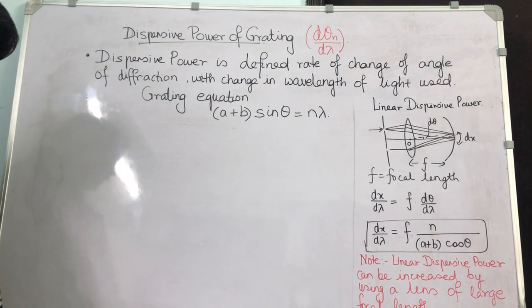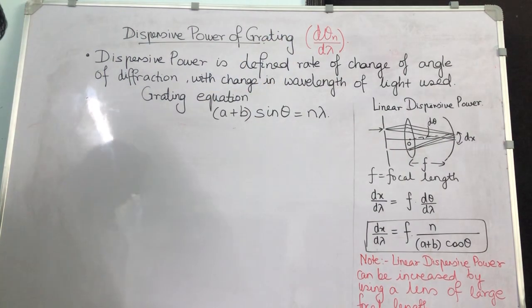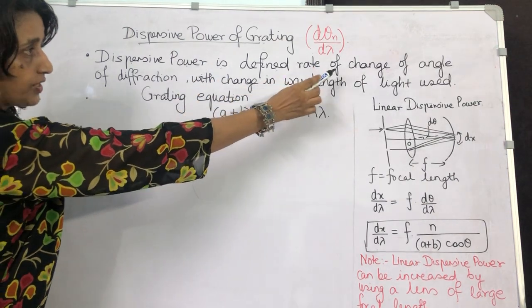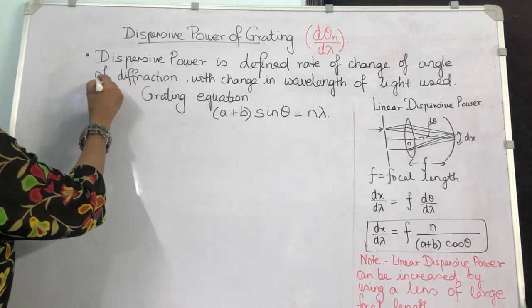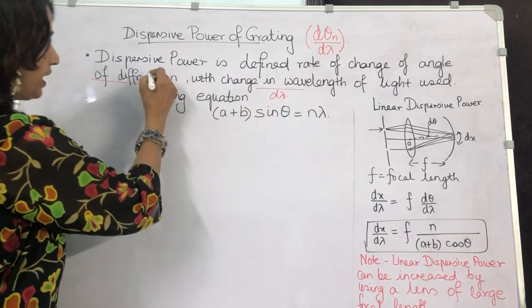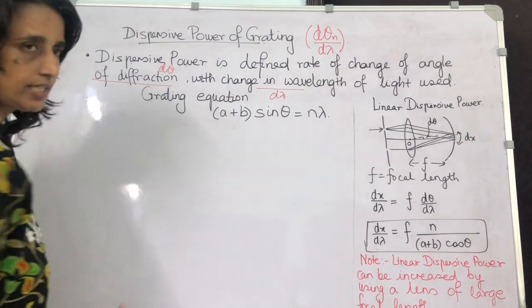It is defined as the ratio of rate of change of angle of diffraction with change in wavelength of light used. Dispersive power is defined as d theta by d lambda: how much the angle is changing with change in wavelength. And the other term that you will come across is linear dispersive power, that means by length how much it is changing.